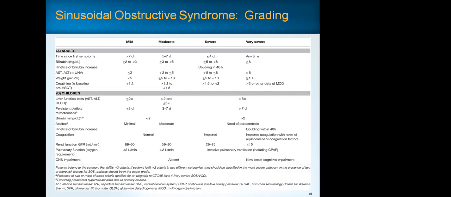Again for pediatrics, mild, moderate, severe is there. Later you can go through this format. If the liver size is less than 2, persistent refractoriness for 3 days, and pulmonary function less than 2 liters, the patient is on oxygen, all this will come under mild. In moderate cases, bilirubin will go to more than 2, and persistent refractoriness for 3 to 7 days will be there. In severe cases, it will be more than 7 days. So this is about the EBMT criteria for grading VOD or SOS.